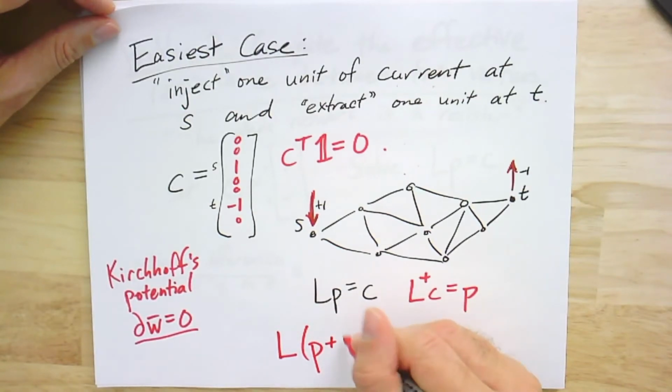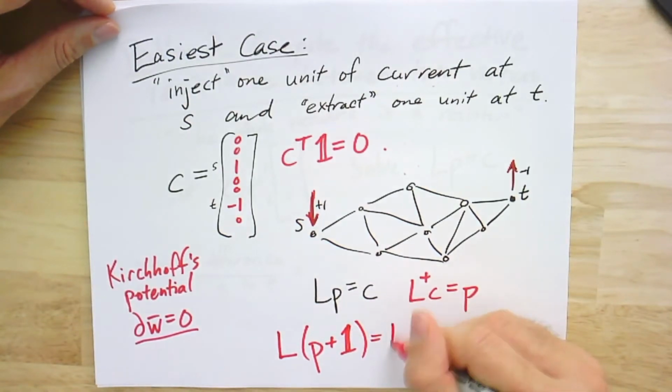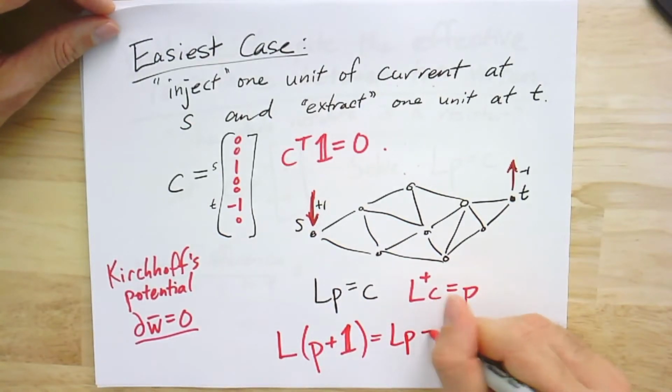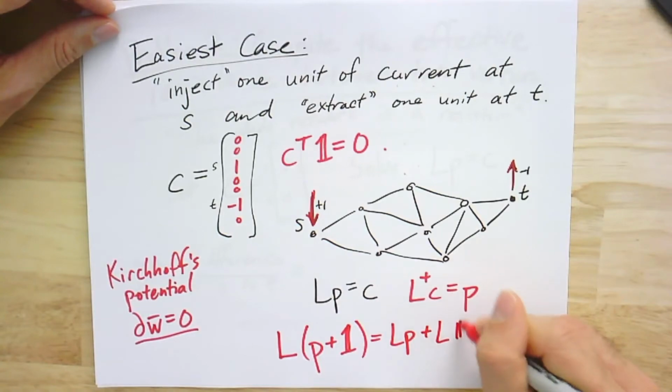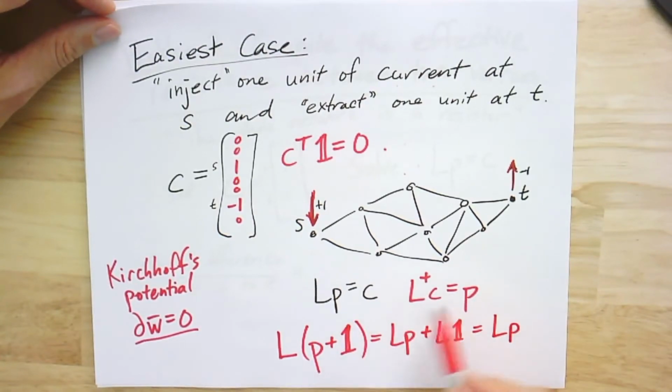If I were to add in some multiple of the all ones vector, that is, I change the potentials everywhere, this is a case where I would expect to keep all of the voltages the same, because I've added the same amount to every potential, so all the differences stay the same, so all the currents stay the same. If I just distribute this over the addition, this is just L times the all ones, which is 0, so this is just, again, LP. So this is how I might go from one solution, P, to other solutions. In fact, this will give me the entire space of solutions.